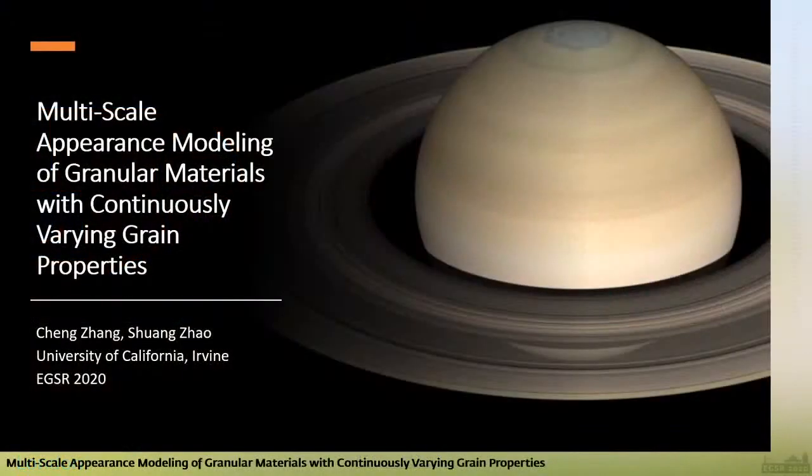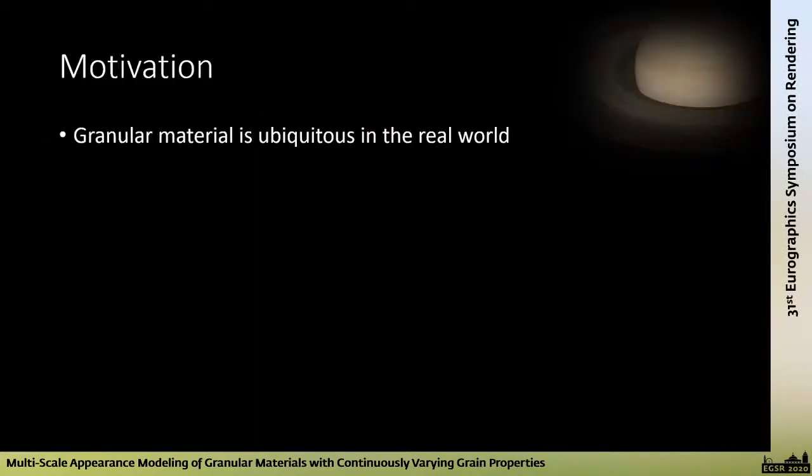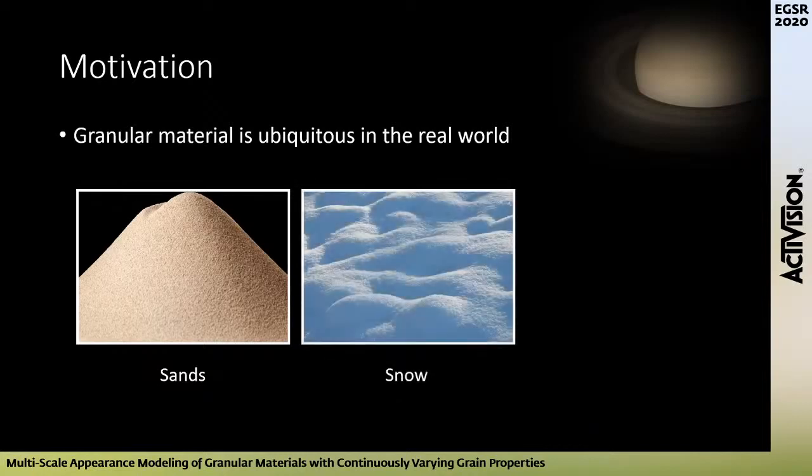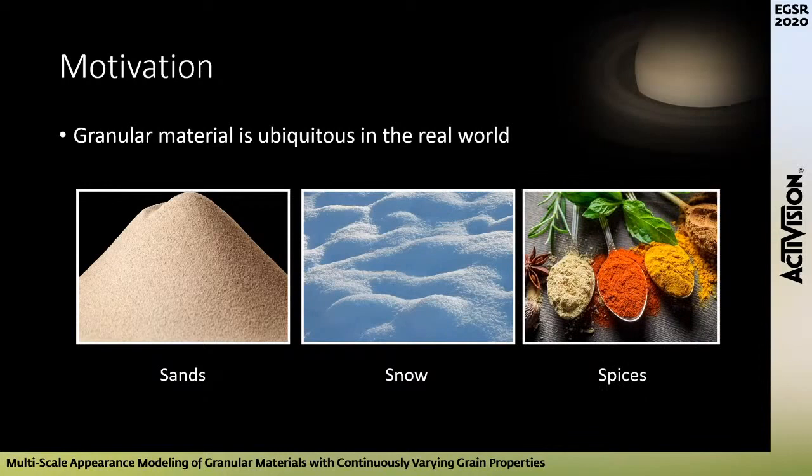Hello everyone, I'm Cheng from UC Irvine. I'm here to talk about our recent work on efficient rendering and modeling of granular material. Granular materials consisting of large assemblies of microscopic granules are common in our everyday life. A pile of sand contains hundreds of thousands of mineral grains. Snow is comprised of numerous ice flakes. A smooth spice is the aggregation of millions of fine powders.